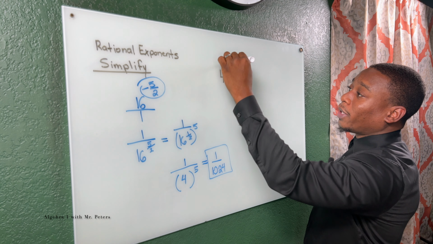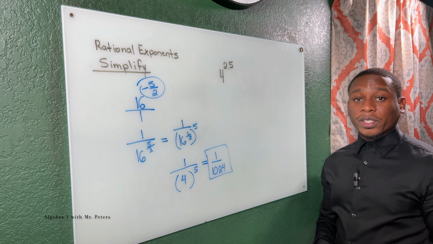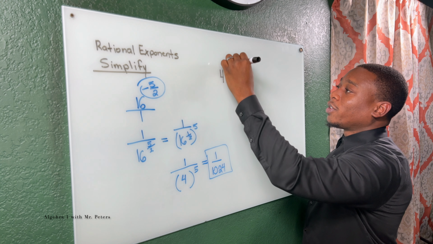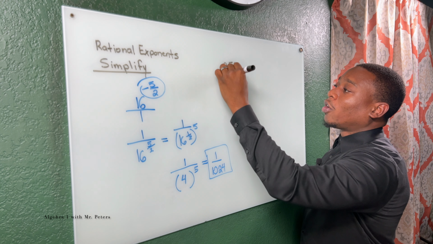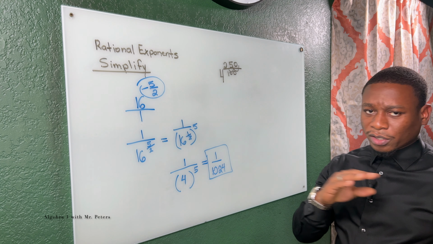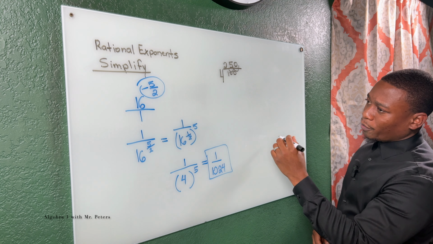Now let's say they gave us something where we have an exponent that is a decimal. How would we solve this? I got you. We move the decimal over, right? 2 places to the left. This is all over 100. So what we're trying to do right now is simplify this fraction to lowest terms.